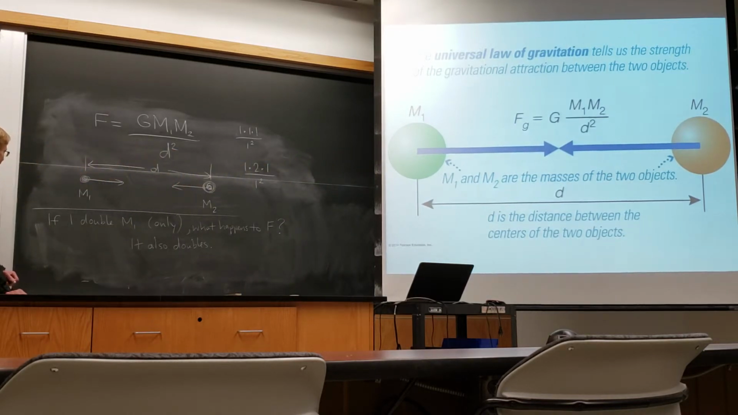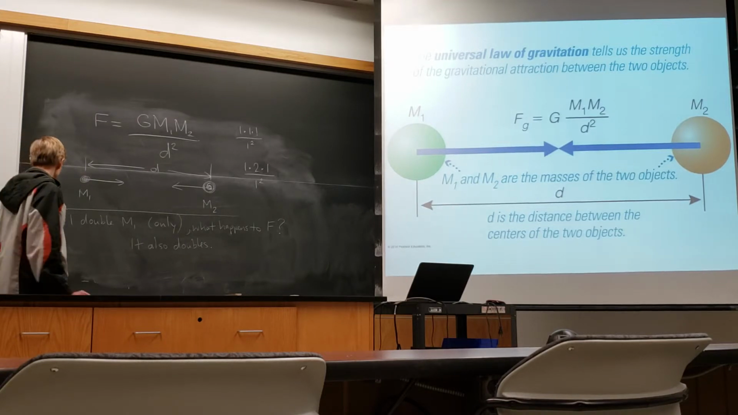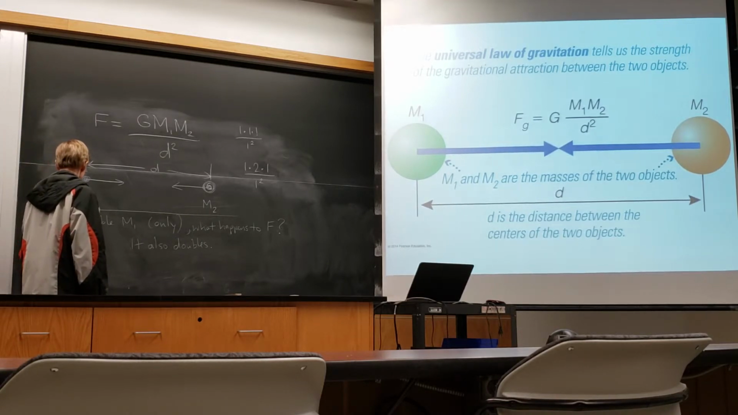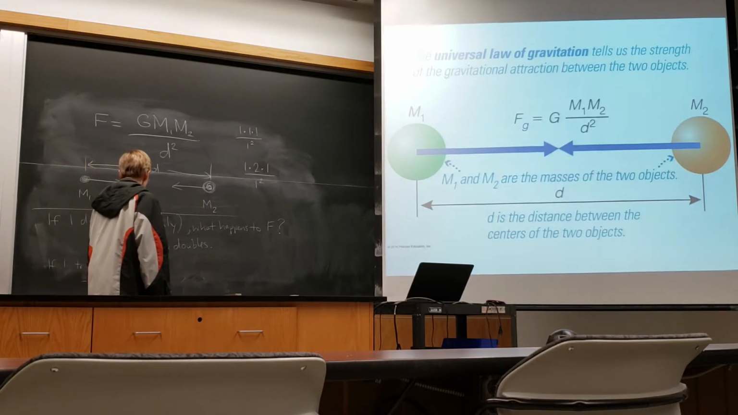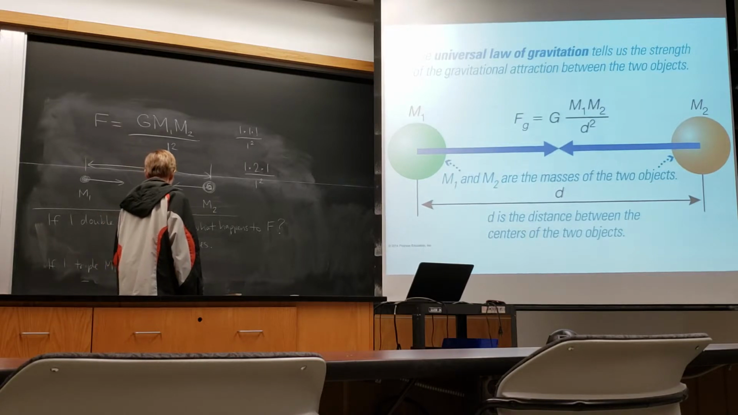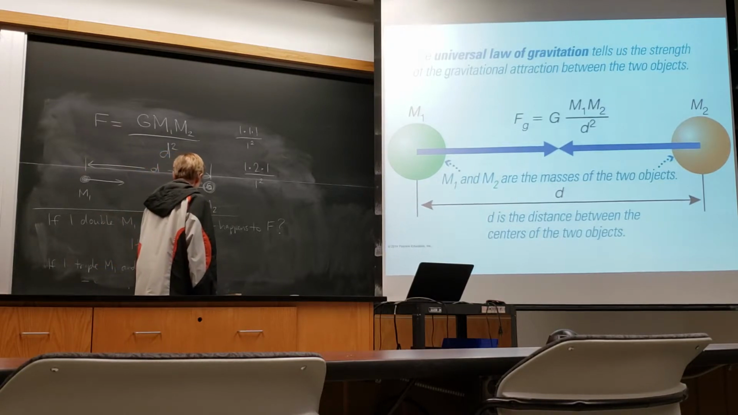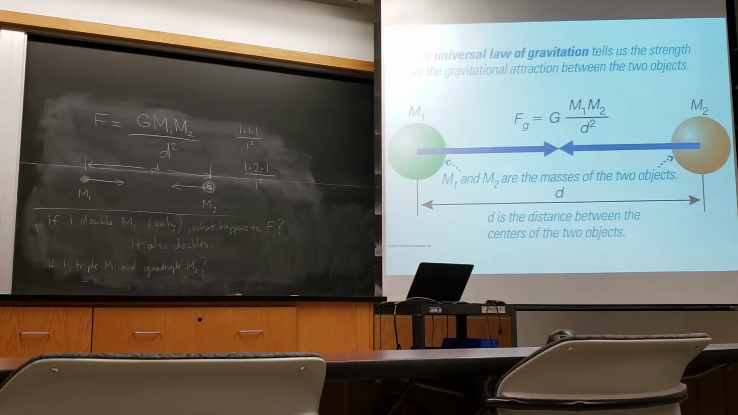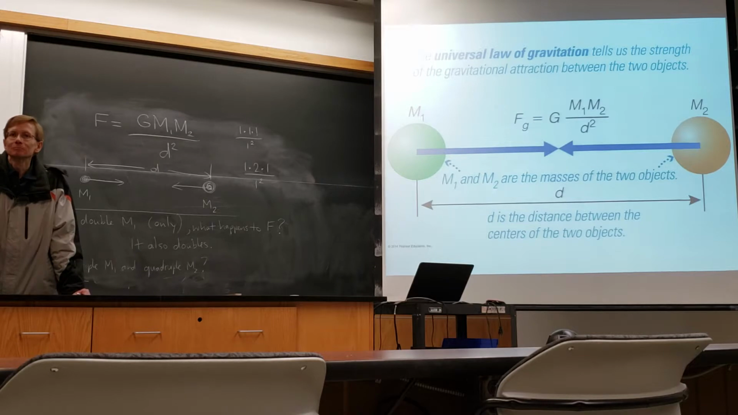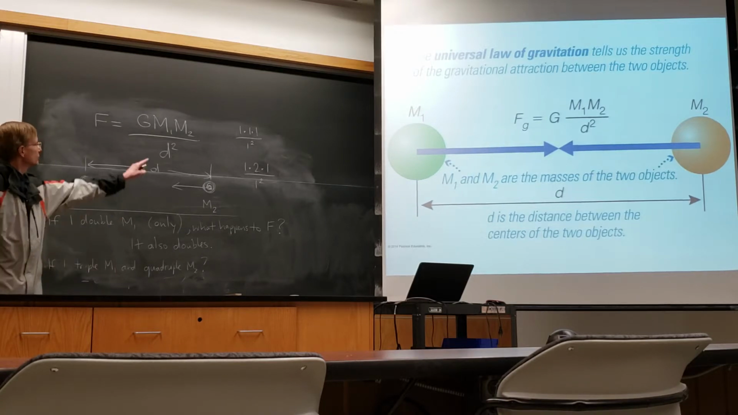Okay? What about if I triple M1 and quadruple M2? And I keep everything else the same, keep the same distance. What do you think would happen then? I make M1 three times bigger and M2 four times bigger. What do you think is going to happen to the force? Not seven. 12 times, because they're multiplied together.